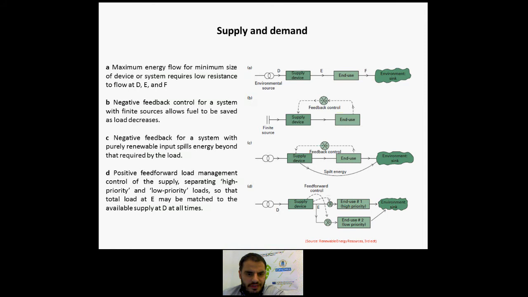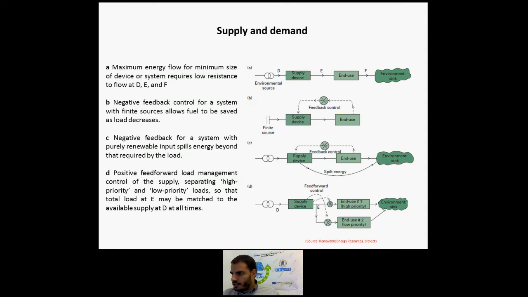D, positive feed-forward load management control of the supply, separating high priority and low priority loads, so that total load at E may be matched to the available supply at D at all times.